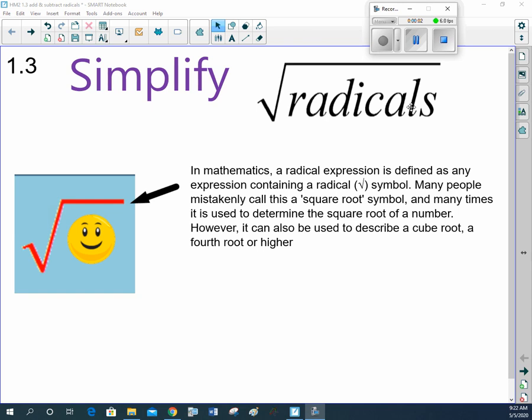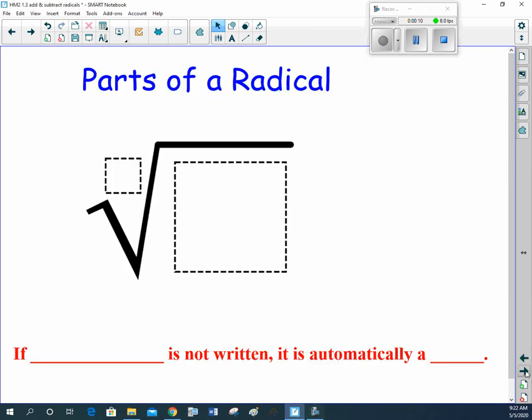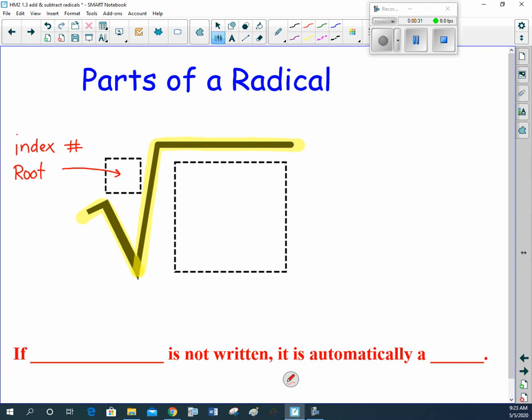Okay, last lesson we started to learn a little bit about radicals, and so this lesson is going to go into more detail, and we're going to learn the correct terminology that goes with our radicals. So this symbol right here is what we call the radical symbol, and this number that goes in here, we learned this last time, that's the index number or the root. So we could call it index number or root.